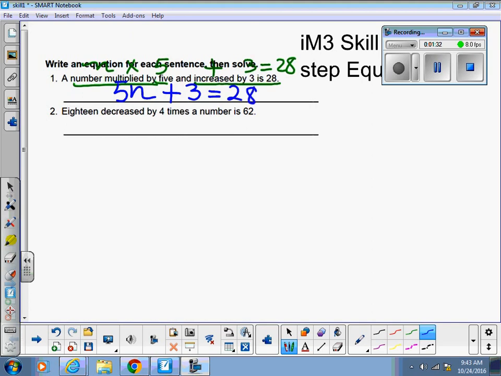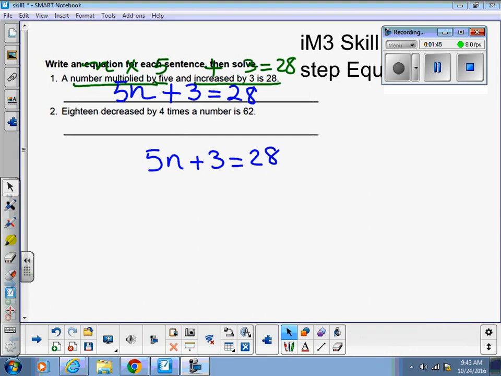And then in this case, they also asked us to solve it. Let's solve it down here. So remember here we are doing the inverse operation. Whatever is attached to a variable you want to undo last. So 5n is the last thing you want to undo. So first thing we want to do here is to undo 3. Since 3 here is positive, we are going to subtract 3.